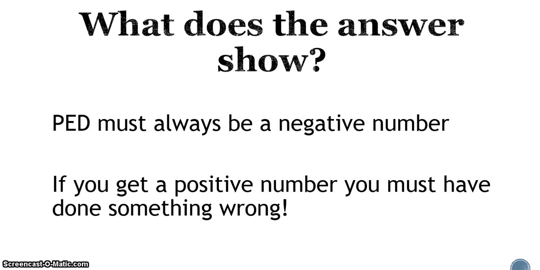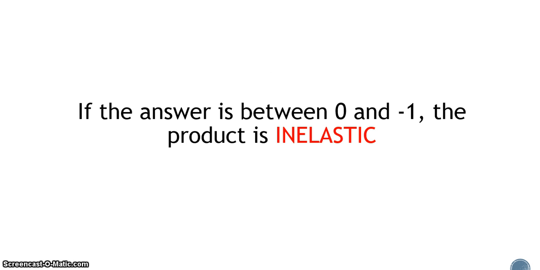So remember, PED is always a negative number, always, no exceptions at all. So if you do PED and you get a positive number, then you've done something wrong. So you go back and work it out again. It's always a negative number, always. But it can either be elastic or inelastic. And how do you work that out?